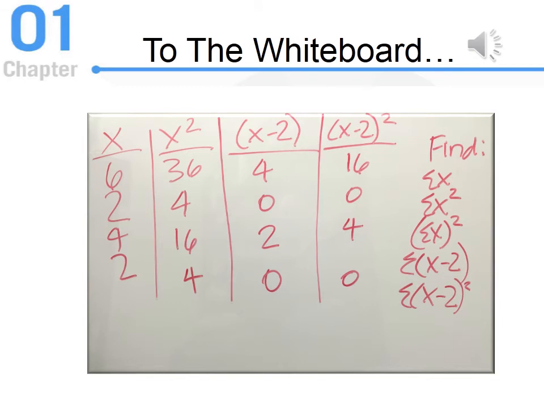So 6 minus 2 is 4, 2 minus 2 is 0, 4 minus 2 is 2, and 2 minus 2 is 0. Now, the last column that's needed in our computational table is the x minus 2 squared. So we take each one of those x minus 2 values and square it. So 4 squared is 16, 0 squared is 0, 2 squared is 4, and 0 squared is 0.